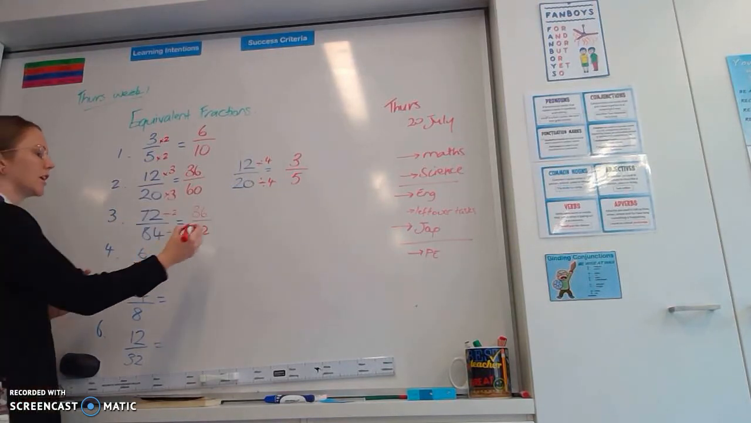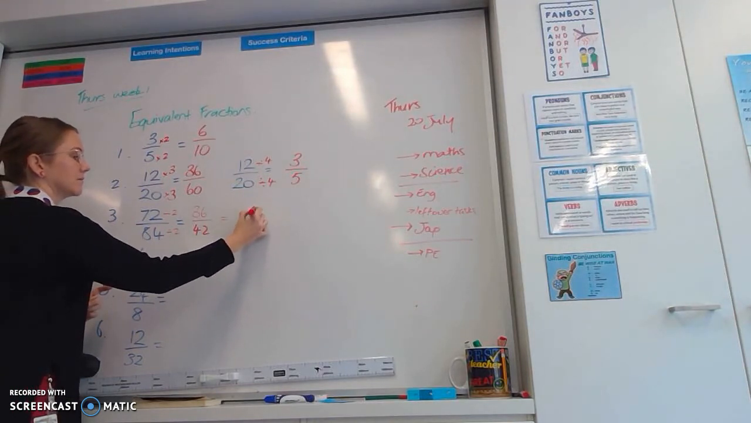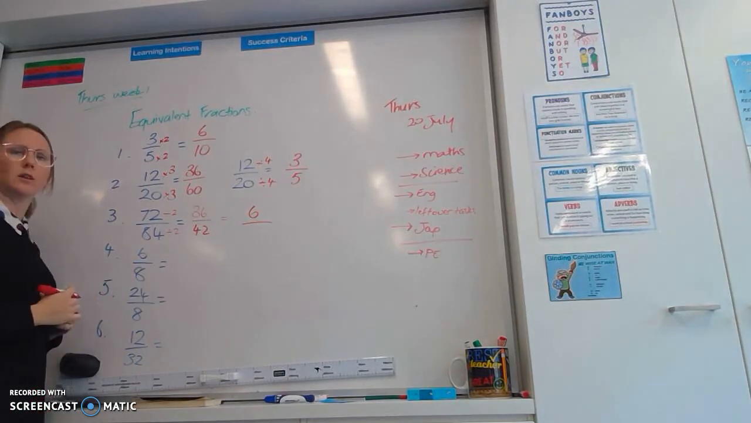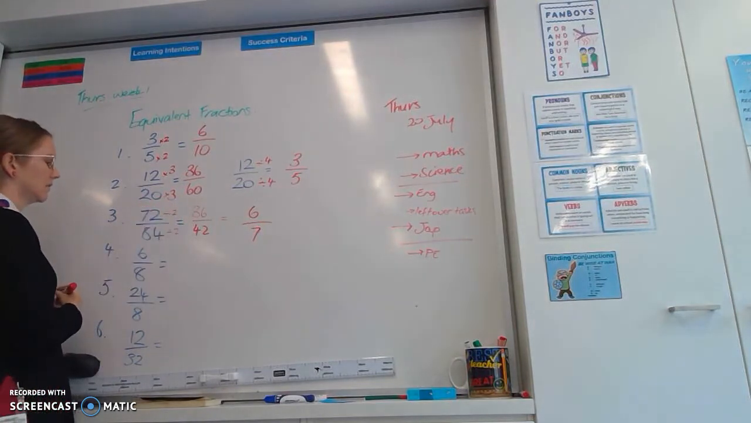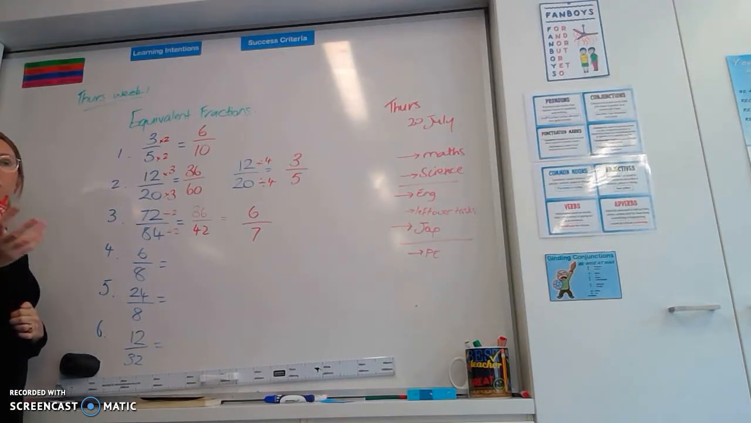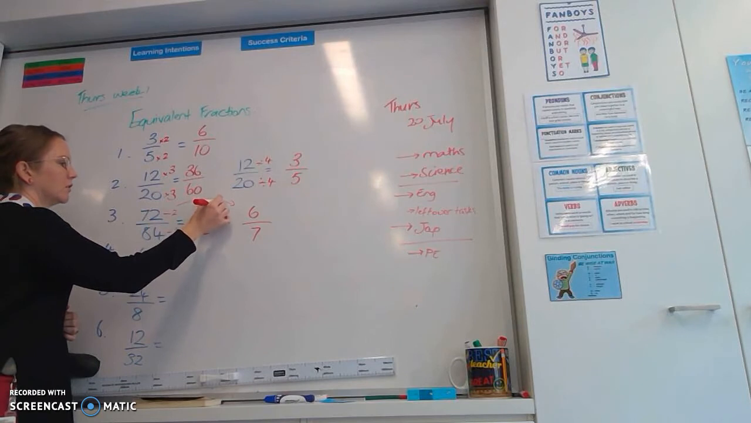Okay, so 72 divided by 12 is? 6. Yep. And 84 divided by 12? 7. Jake is right. Because 6 times 6 is 36, then Jake is right. So 2 lots of 6 is 12. Cool. So that was divided by 12.